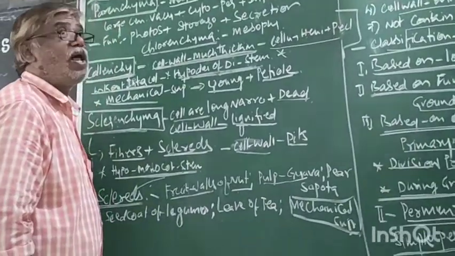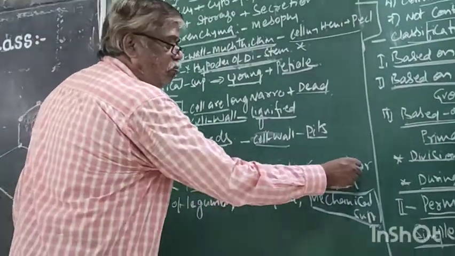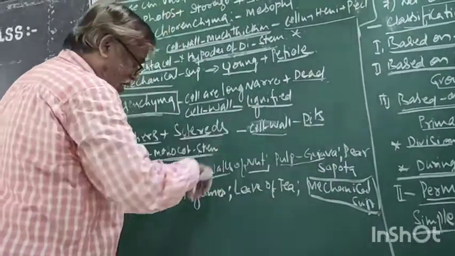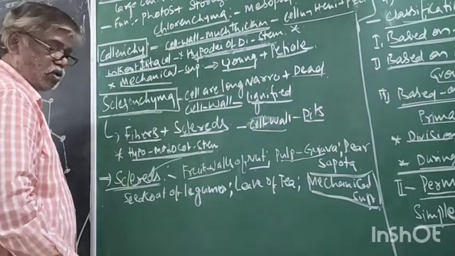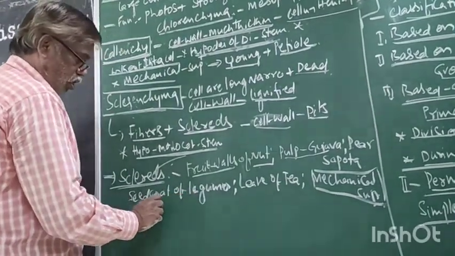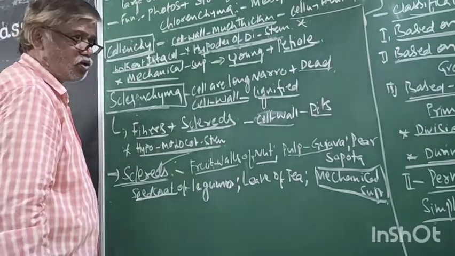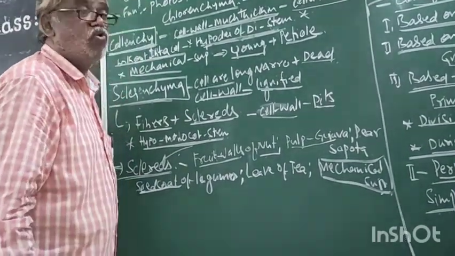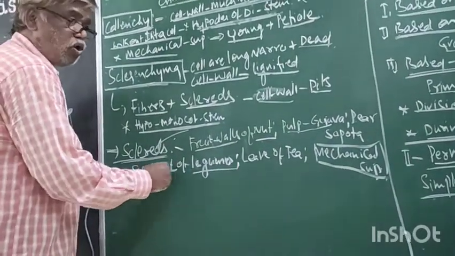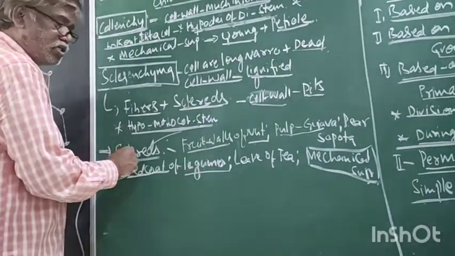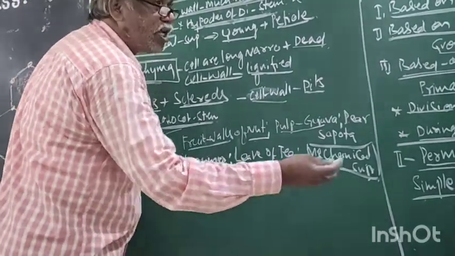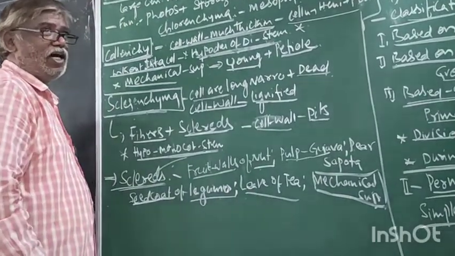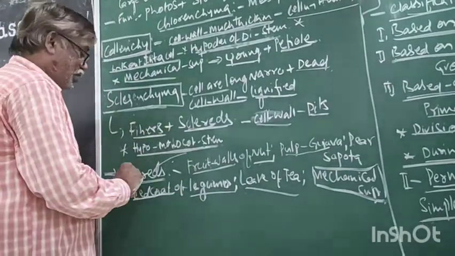The pulp of guava, pear and sapota: these three fruits' pulp contains sclerites. Now, the seed coat, testa and tegmen, is called the seed coat. The seed coat of legumes contains sclerites. Leaves of the tea plant also. These are the areas where sclerites are present.